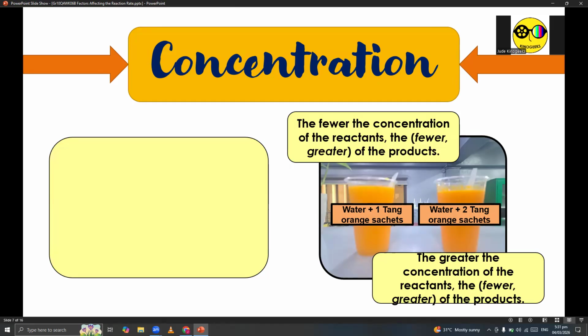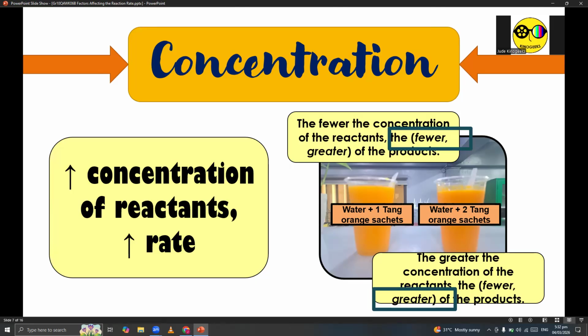So obviously, the fewer the concentration of the reactants, we expect fewer amount of products. Just like in the first setup here, while the greater the concentration of the reactants, the greater the concentration of the products. And if our main goal is to increase or speed up the reaction rate, then therefore, we must have a higher concentration of the reactants.